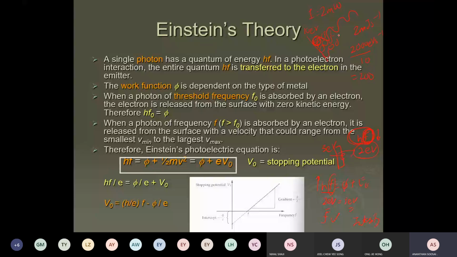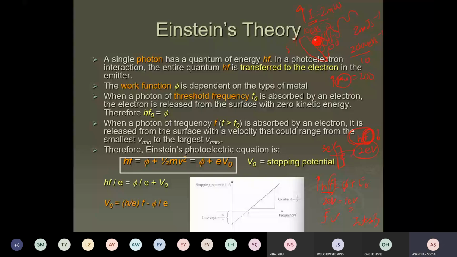So if you raise intensity, you raise the number of photons hitting the surface per second. You increase the number of photons. But do you increase the energy in one photon? Does intensity increase the energy in one packet? No. It affects the number of photons. That's it. You can have more photons, but the energy in one photon is not determined by intensity.